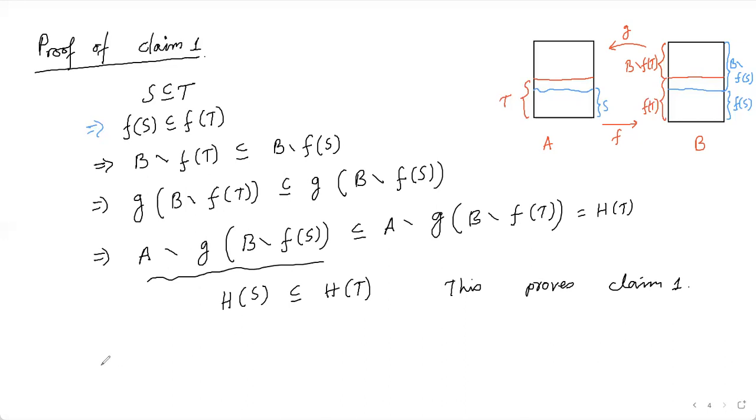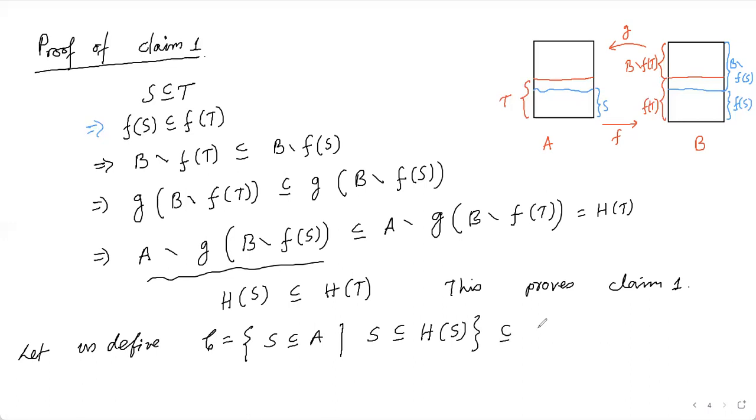Now we define the following. Let us define script C. This is the set of all subsets S of A. So S belongs to the power set of A, that is, S is a subset of A such that S is included in H of S. So this is a subset of the power set of A.